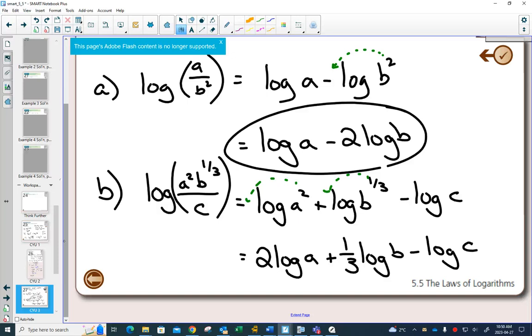All right, questions for practice on this one, 14, 15, and 16.